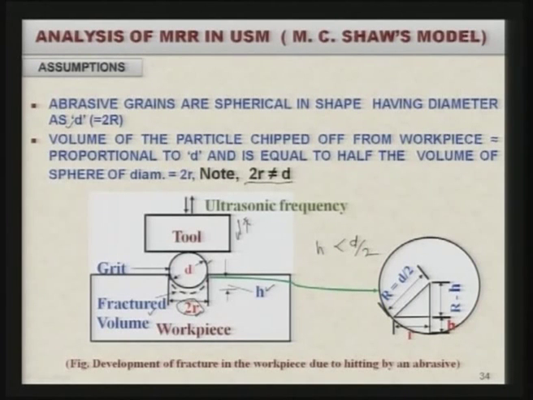Capital R is the radius of the spherical particle, and h is the penetration, and small r is the radius of the semi sphere created by the abrasive particle into the workpiece surface. So, if you see this one, it becomes R minus h, and this is the h, and this is the center of the radius of the sphere of the abrasive particle.